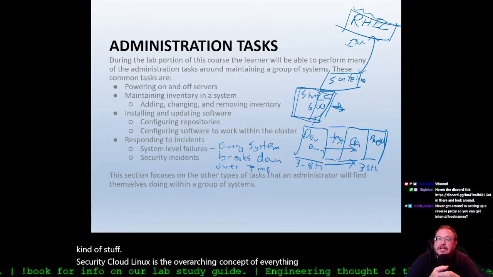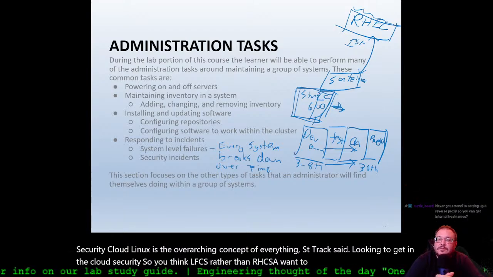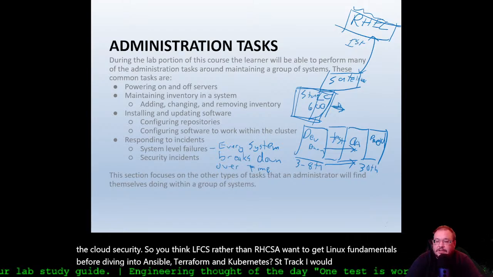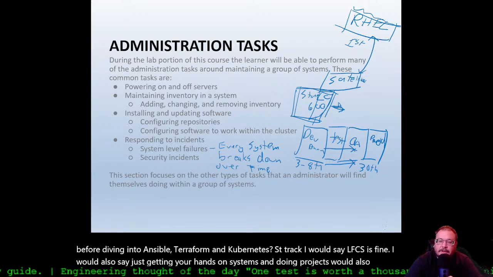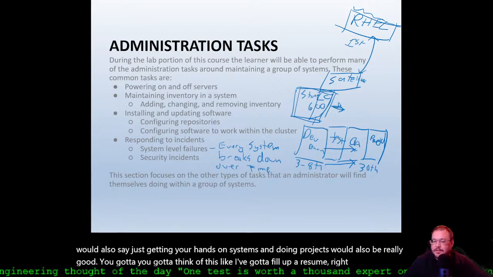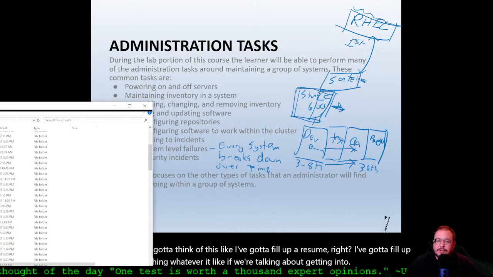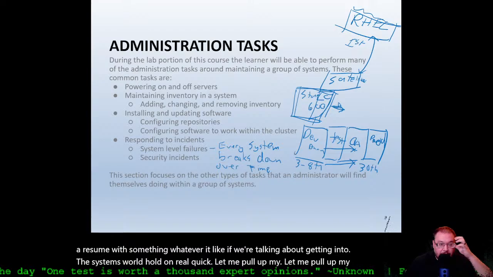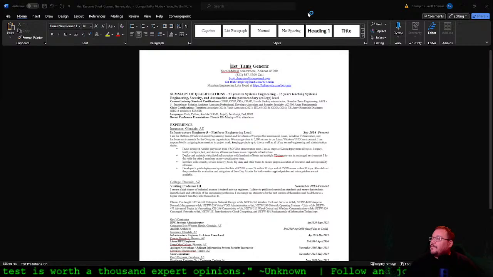Street Track said, looking to get into cloud security, so you think LFCS rather than RHCSA. Want to get Linux fundamentals before diving into Ansible, Terraform, and Kubernetes. Street Track, I would say LFCS is fine. I would also say just getting your hands on systems and doing projects would be really good. You've got to think of this like, I've got to fill up a resume with something. If we're talking about getting into the systems world, hold on real quick. Let me pull up my generic resume. That's my generic resume here, right?